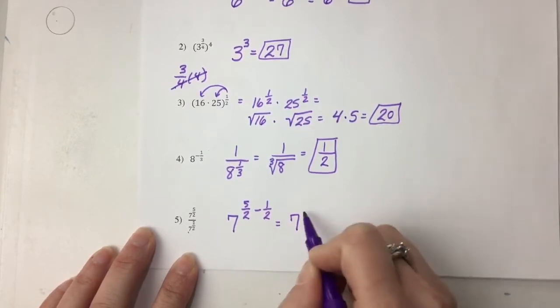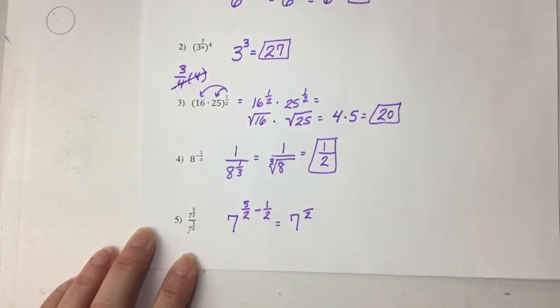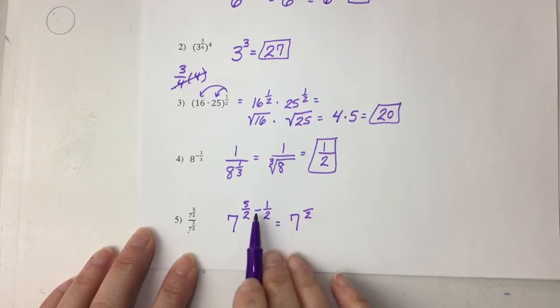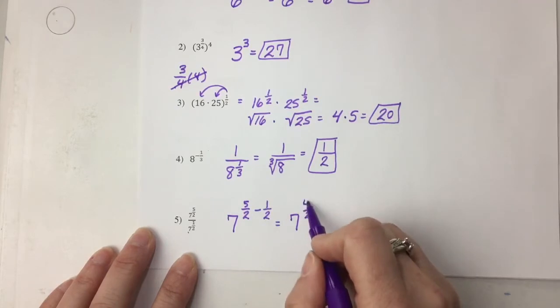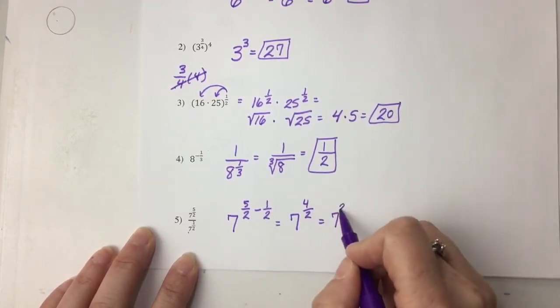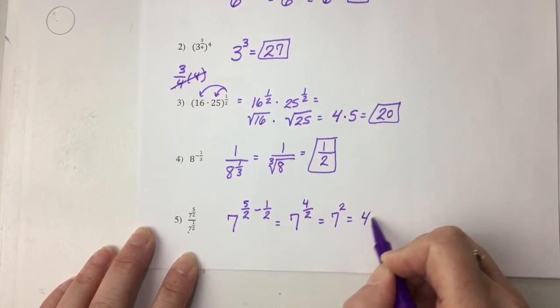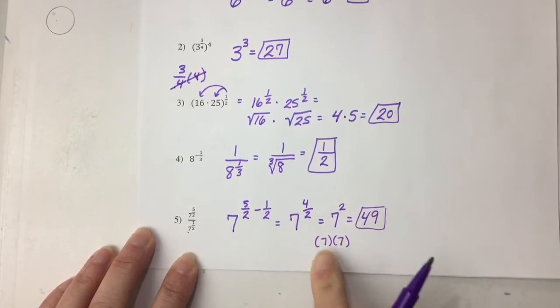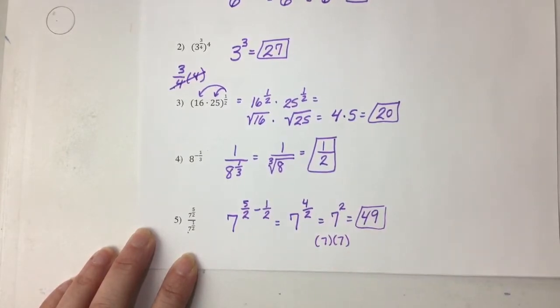Again, we were blessed. We have a common denominator. Remember, when you're subtracting fractions, the common denominator carries over. You're going to actually just subtract the numerators. 5 minus 1 is 4. Well, guys, check this out. 4 divided by 2 is 2. 7 to the power of 2 means you have 2 7s being multiplied together. 7 times 7 is 49.